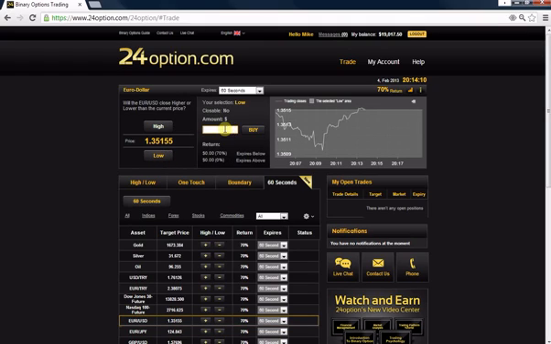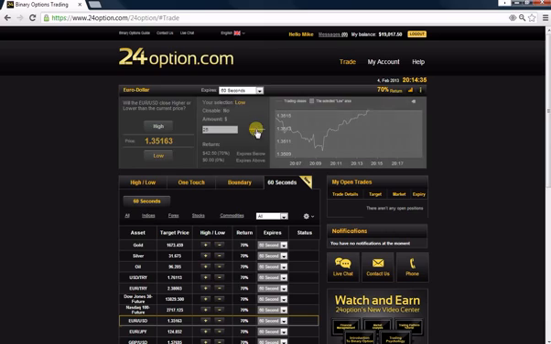So puts. Now the minimum requirement for 24options, the minimum investment, is $25, which is higher than other options platforms. So when you do this technique with 24options, you usually need to start out with a larger initial deposit in order for this technique to work. So what we're going to do is first invest $25 and go to buy.